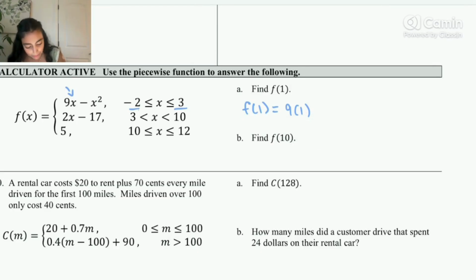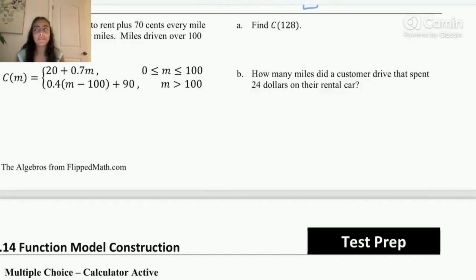There we go. Minus 1 squared, which is just 9 minus 1, which is 8. And then f of 10 is going to apply to this one right here, actually, not this one, because it's not equal to 10 right here, it's just less than 10. So f of 10 is just 5. Gotten a bit dark, but it's okay.